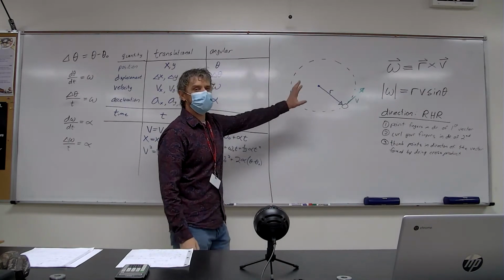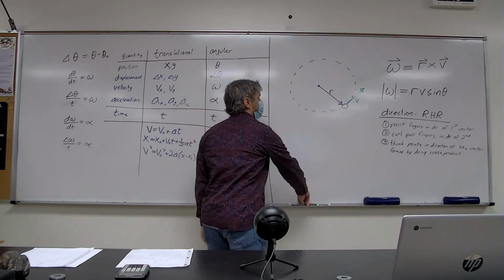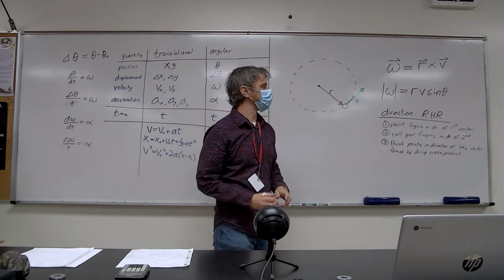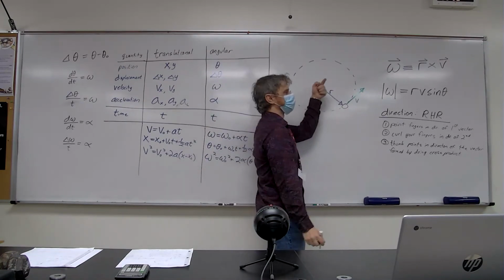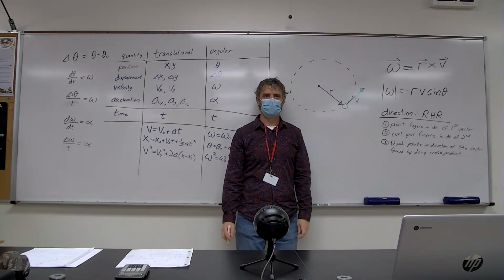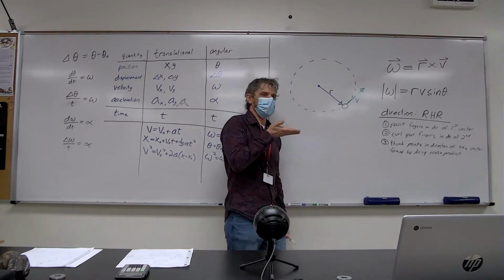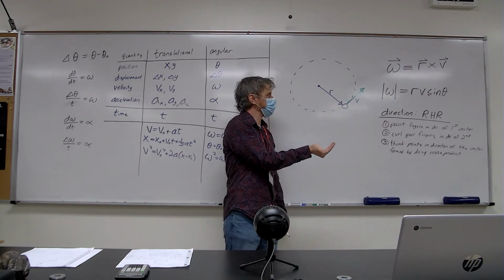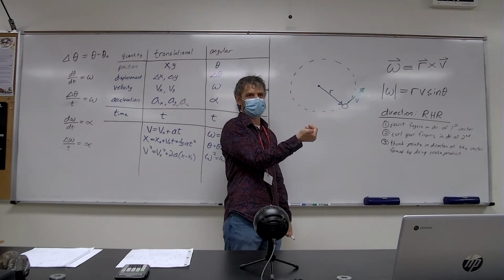So in this specific diagram, if I wanted to draw the vector omega, it would be a vector that literally comes out of the board, right? You guys see that? Fingers in the direction of R, curl them towards the direction of V, and my thumb points in the direction of the vector.